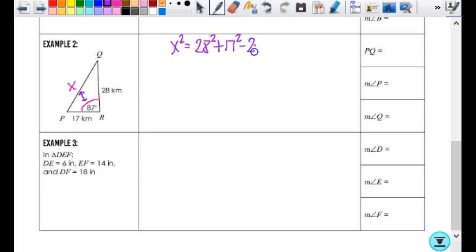And then minus 2 times 28 times 17 times the cosine of 87. And you have to write that down before you type it all in. That's all the work you have to show, but that has to be there. You can't just have an answer because you typed everything in on the calculator. Okay.